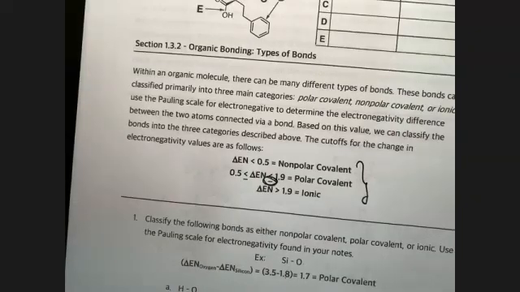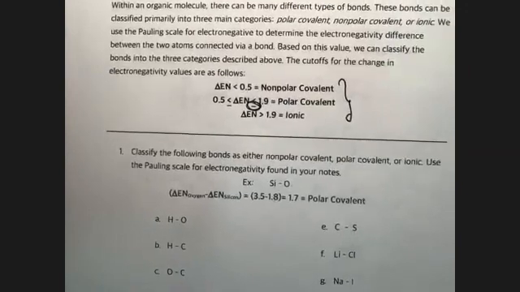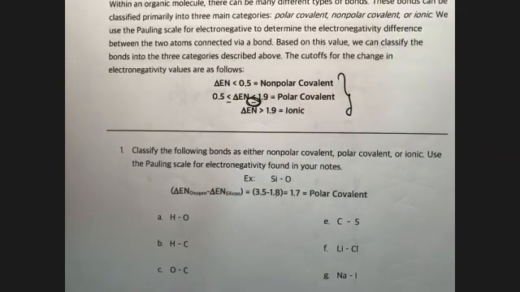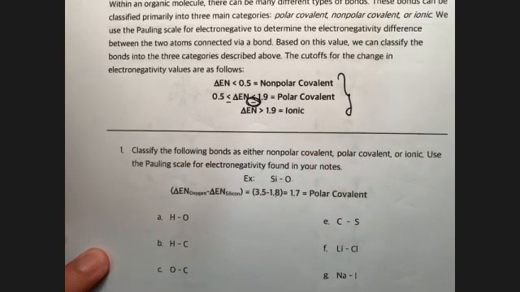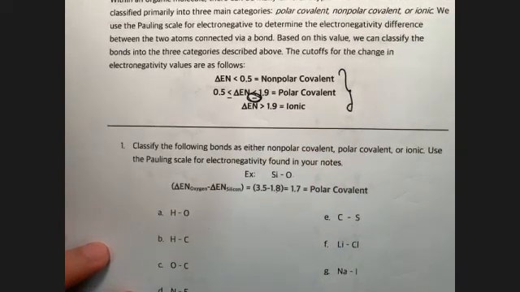You don't get a calculator. I think you guys can subtract these two numbers in your head pretty well. They're just tenths place decimals. So no, you will not get a calculator, but you'll get a Pauling scale of electronegativity. So you just subtract these two numbers, find out which range it falls into, and then you classify the bond as such, okay?